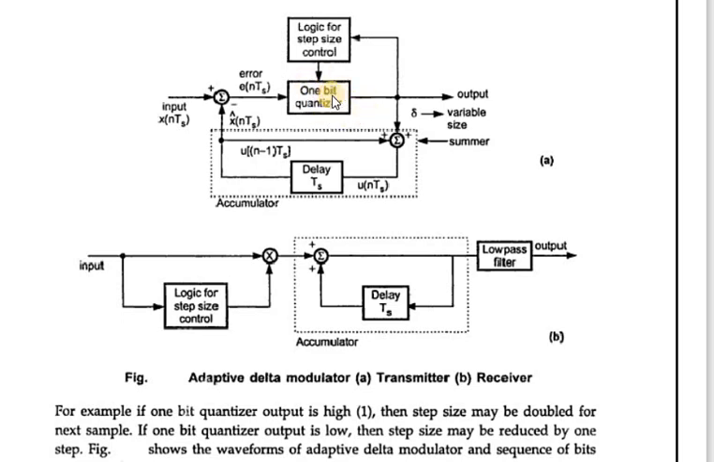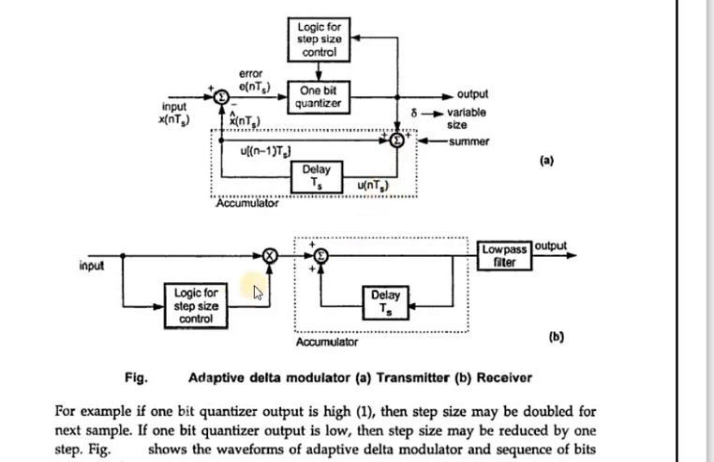For example, if the 1-bit quantizer is high or 1, then the step size may be doubled for the next sample. At first, if there is no value, it will be 1. Then again the quantizer is giving the answer as 1, so the step size will be doubling, meaning two same samples will be getting 1 and 1. If the 1-bit quantizer is low, or 0, if it is giving that as the output, then the step size may be reduced by 1 step. Your step size will be reduced by 1 step. So this is how it works.